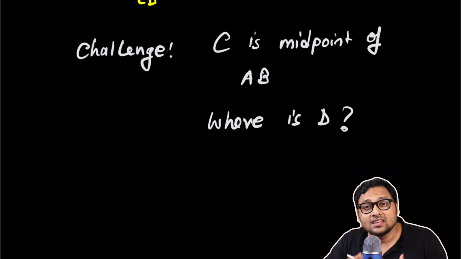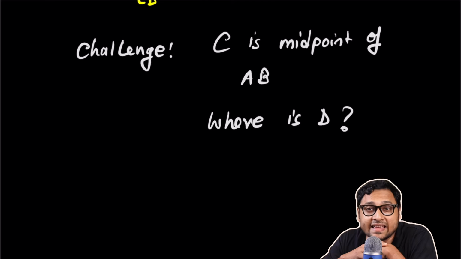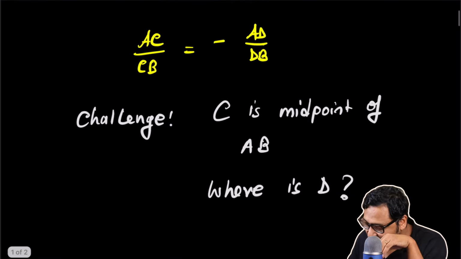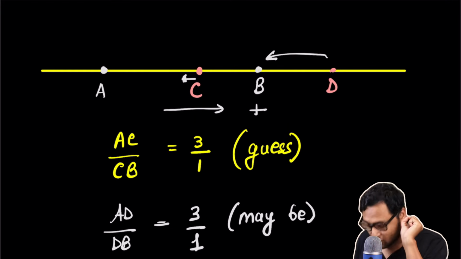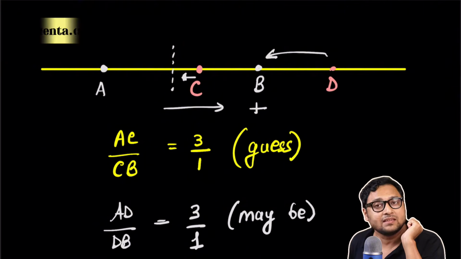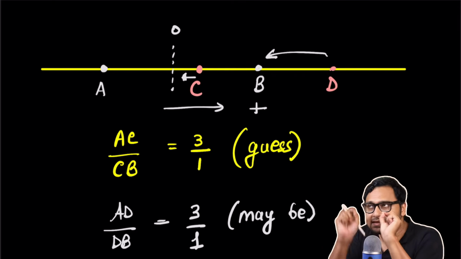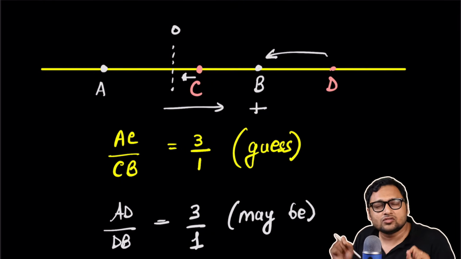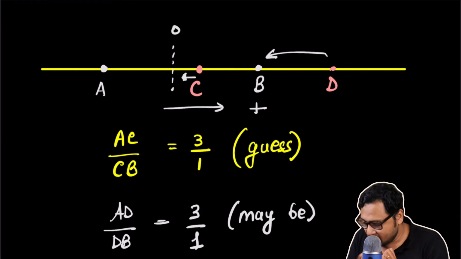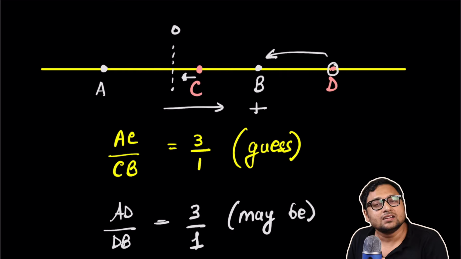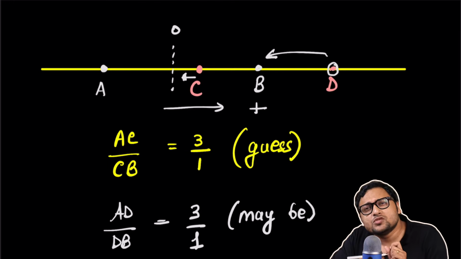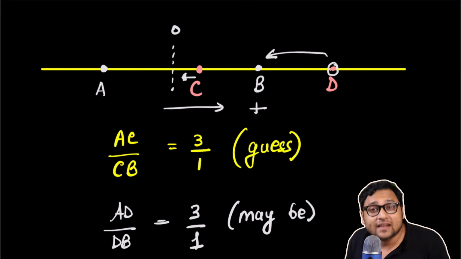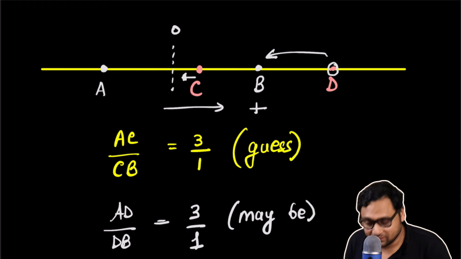In fact, you can do a mental experiment. Imagine that C is moving, sliding toward the midpoint of AB. That's called the midpoint O. C is slowly moving toward the midpoint of AB. What will happen to the point D? How will it move and toward which direction will it travel? Think about it and maybe you can put it in the comment section.